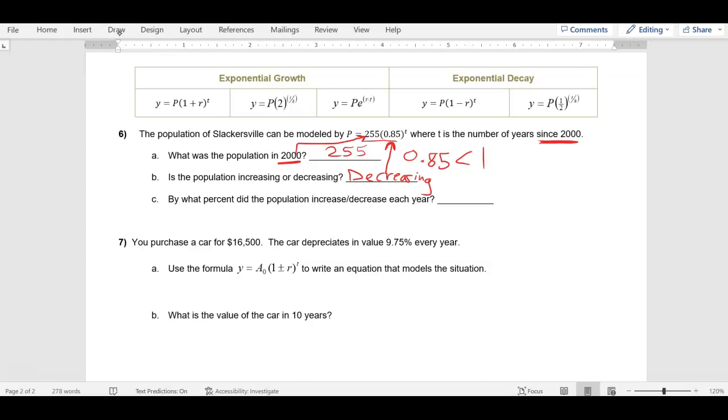By what percentage did the population increase or decrease each year? Okay, so it's not 85%. It's not 0.85. First of all, 0.85, you got to move the decimal 2 to the right to make it 85%. And then what you do is you take that away from 100%. That's how much it went down. And the answer is 15%.